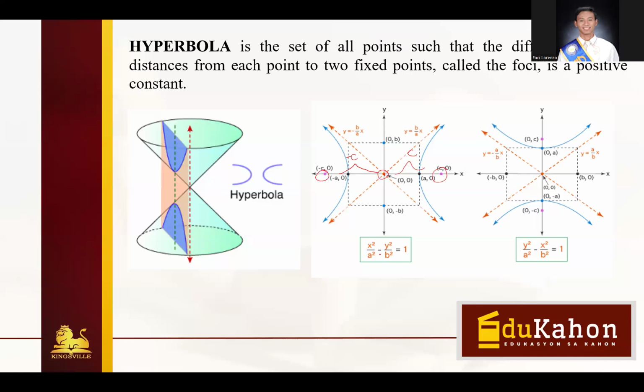If x is on the left side of the formula, then your hyperbola is horizontally oriented. And if y is the first term of your equation for the hyperbola, then the graph of your hyperbola will be vertically oriented. And we have here the different types or parts of your hyperbola.